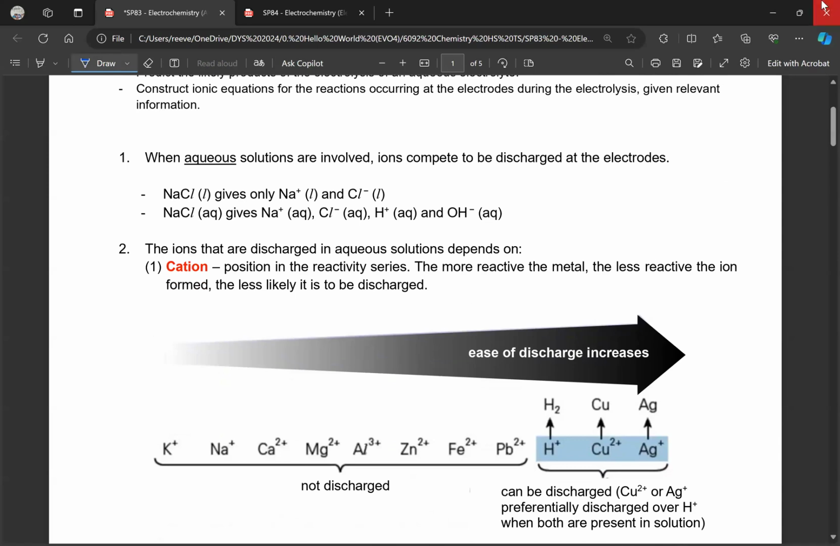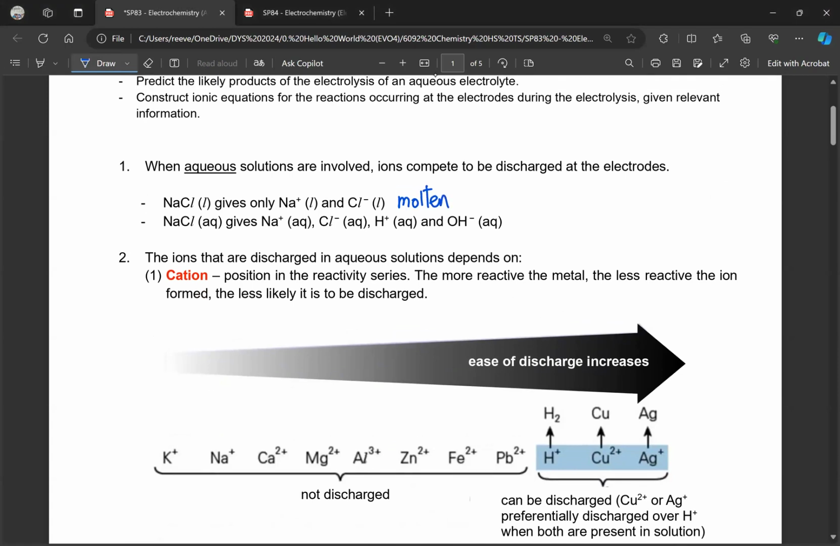On the first point, you will see I give you a comparison. The first one is molten, and the state symbol is liquid. The second one is aqueous, and the state symbol is aq. If you look at the examples given, both are NaCl, so you're correct.